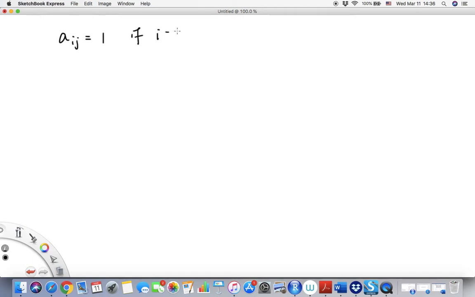Okay, so next we're going to show an interesting example. Here I define a_ij to be 1 if i minus j is equal to 1, and a_ij is equal to minus 1 if i minus j is equal to minus 1. And then we consider this iterated sum: sum over i from 1 to infinity, sum over j from 1 to infinity, of a_ij.